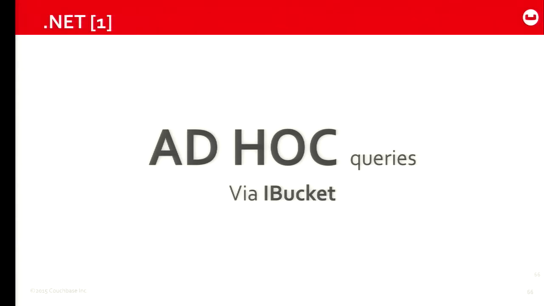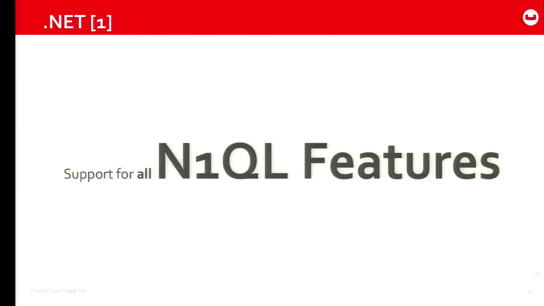What it does is allow you to do ad hoc queries on a bucket. IBucket is the interface that the SDK provides for Couchbase bucket support and Memcached bucket support. Sorry, let me get it straight: N1QL will not be supported on Memcached, but it will be on persistent buckets, Couchbase buckets. Importantly, it offers support for all N1QL features. Because it's an ad hoc query and takes a string statement, really anything you could stuff into that string, you could execute against the server. So it's very full-featured.